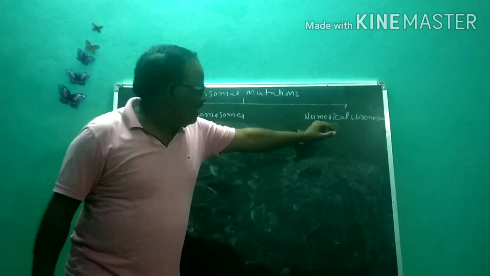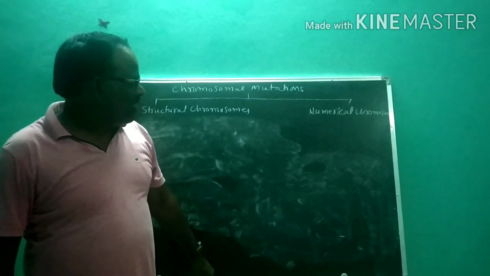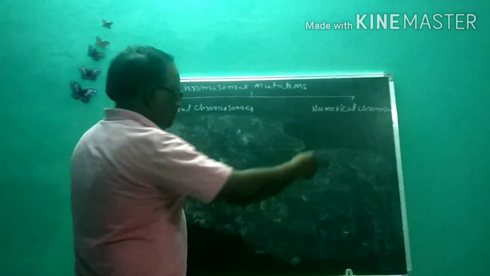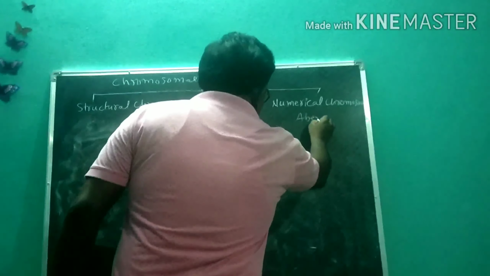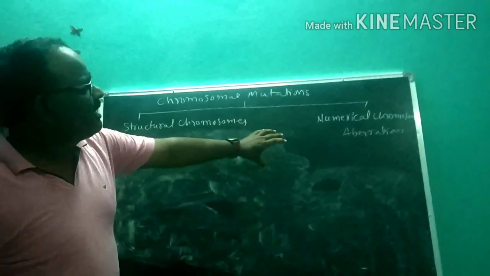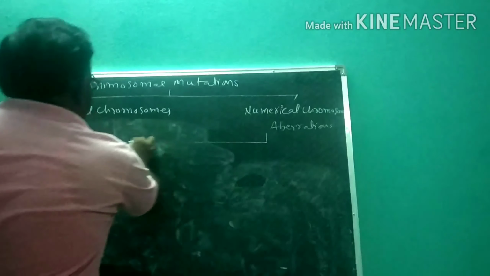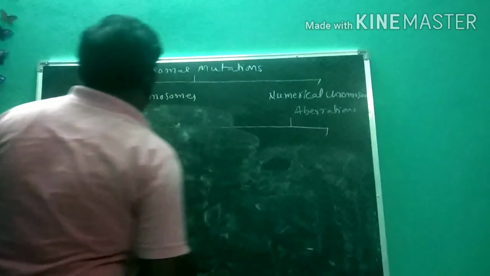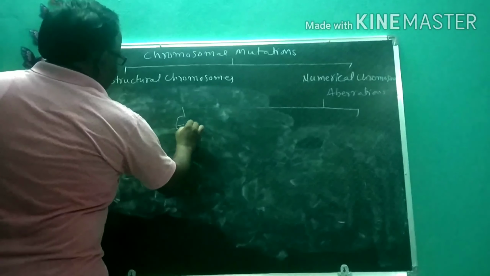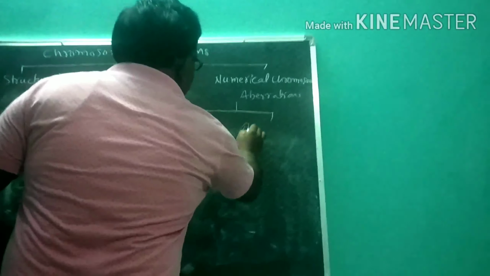So now, numerical chromosomal aberration. After structural chromosomal aberration, the next one is numerical chromosomal aberration. We also call it numerical chromosomes simply. These are also of two types: one is euploidy, the second one is aneuploidy.